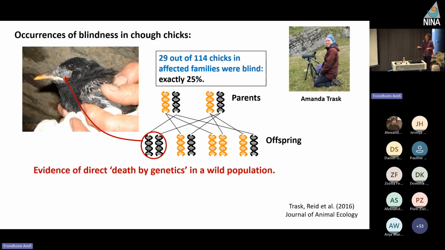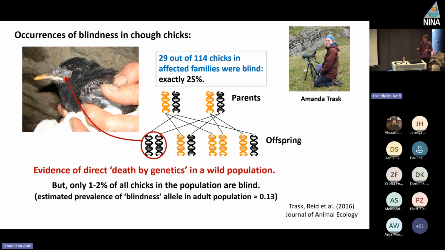So this is kind of dramatic and it's not really very helpful for the chough population, but then at the same time, we can maybe start to put this in some kind of perspective, where across the whole population, it's only about 1 or 2% of all chicks that meet this fate. And that, of course, is because most sets of parents aren't both heterozygous for this detrimental allele.